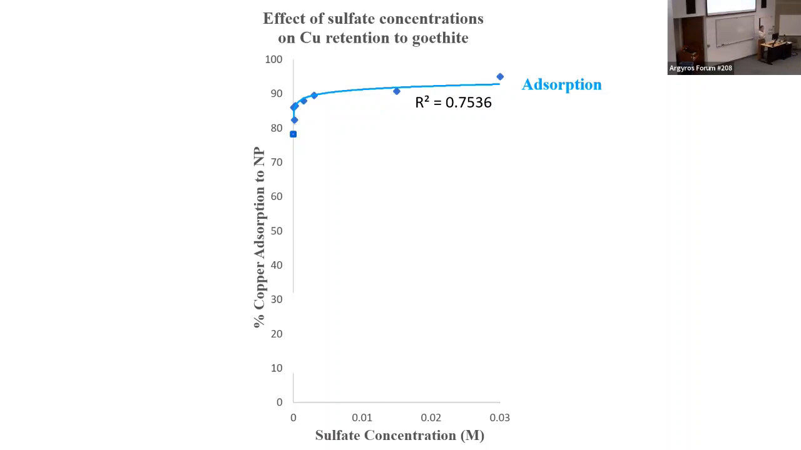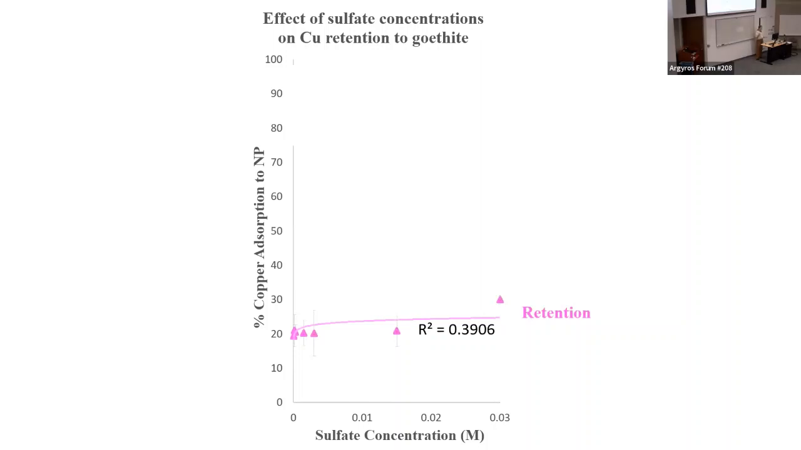So we want to see how that would affect the adsorption of copper, which you'll see as the amount of copper adsorbed onto the nanoparticle on the y-axis. And as you can see, with just small increases of sulfate, we have a pretty big uptake right away in the amount of adsorption. It goes from around 80% up to about 90% with the addition of sulfate. So this shows us that sulfate does indeed increase the adsorption.